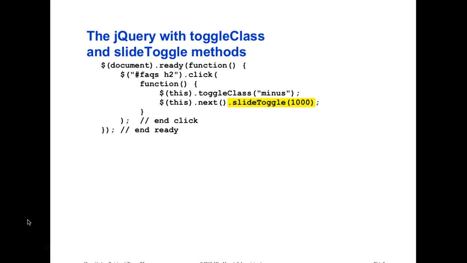And this would be the toggle class and the slide toggle methods. So the toggle class is minus, of course, because we're doing just add class, remove class, and then moving forward, we're sliding the toggle 1 second. So we've made what could be substantial amounts of code consolidated into this one little closure function.